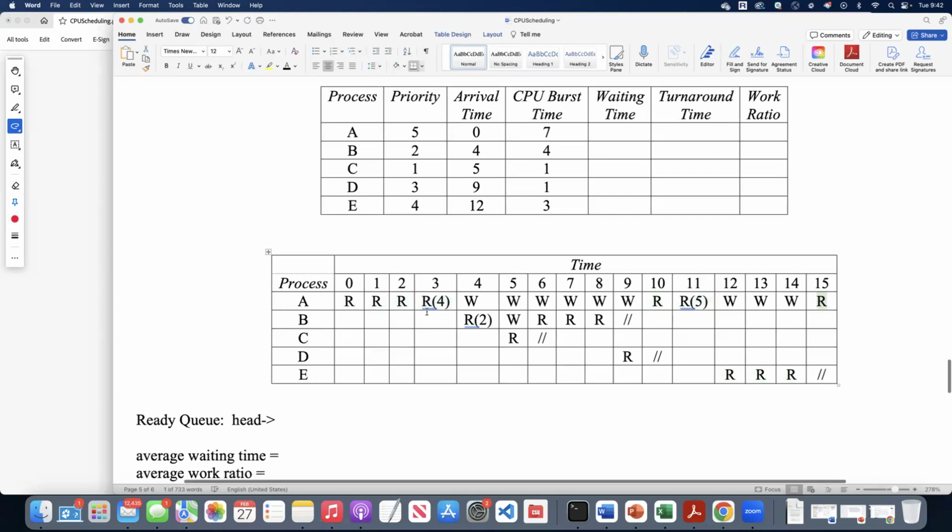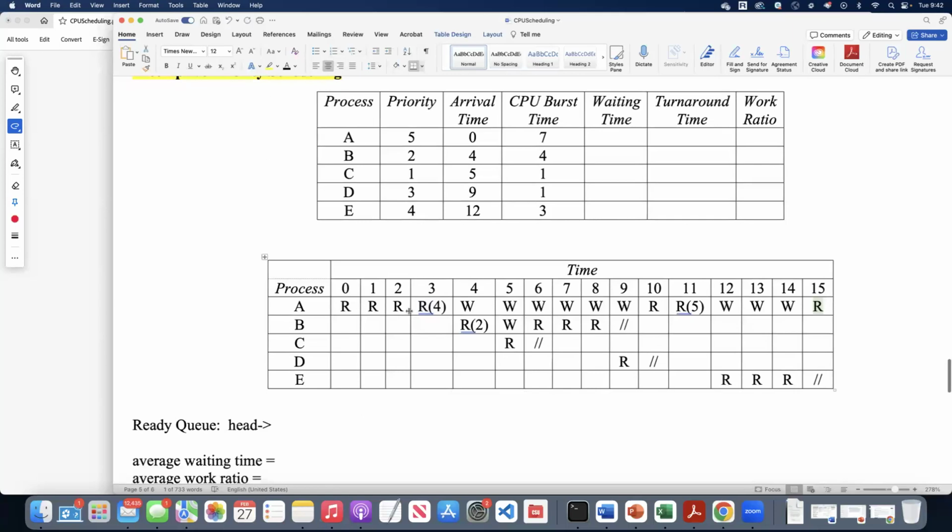Now let's take a look at the waiting time of these 5 processes. The waiting time of process A is 1, 2, 3, 4, 5, 6, 7, 8, 9. 9 time units waiting in the ready queue. And process B, 1 time unit. And for processes C, D, E, the waiting time is 0.